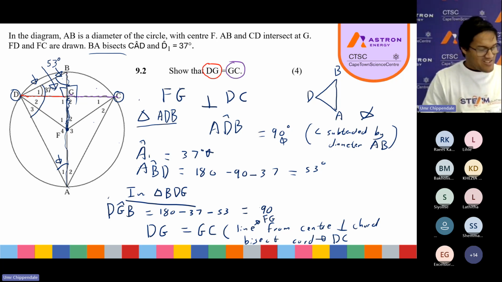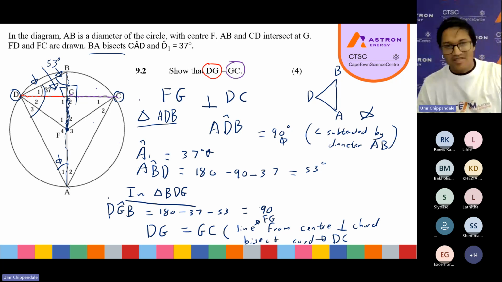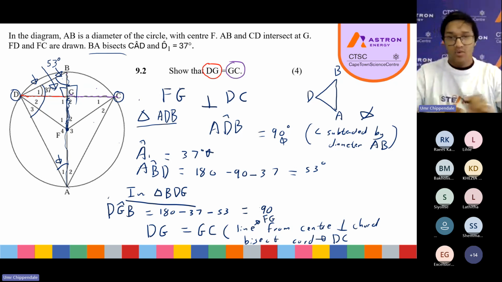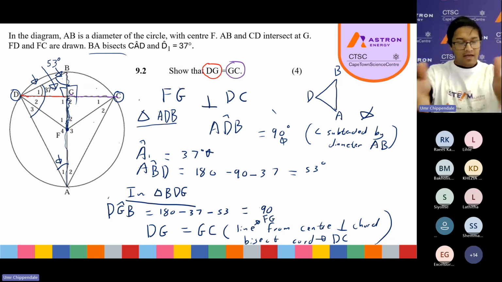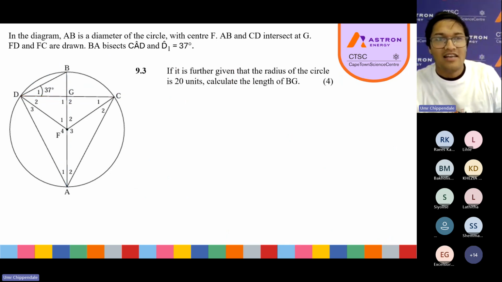I know it's quite a long one, guys, but usually geometry does take a lot to go through, and I really want to make sure everyone understands where we're getting this. As you can see, there are a lot of rules for you to remember and follow along. But that is how we get this. Now, moving on to 9.3.